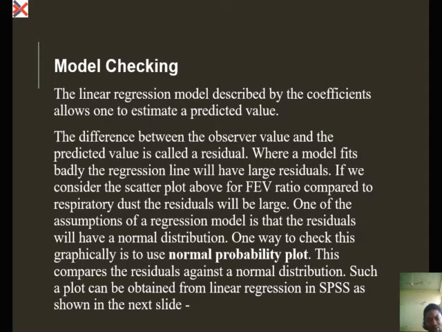One of the assumptions of a regression model is that the residuals will have a normal distribution. One way to check this graphically is to use a normal probability plot. This compares the residuals against a normal distribution. Such a plot can be obtained from linear regression in SPSS, as shown in the next slide.